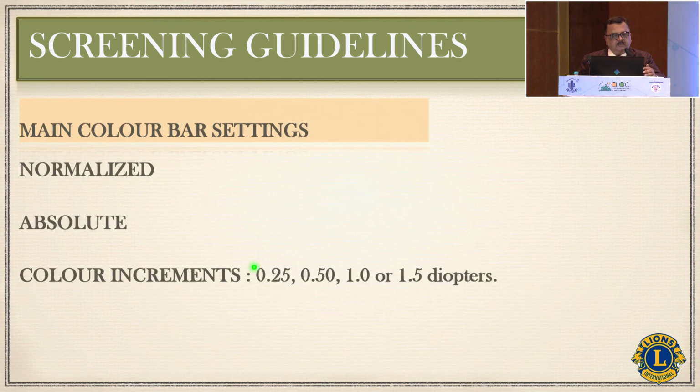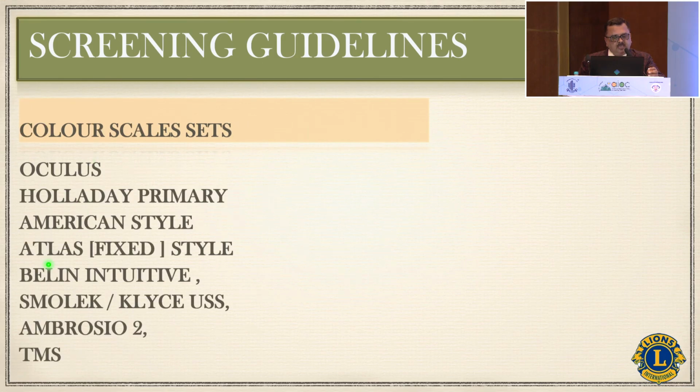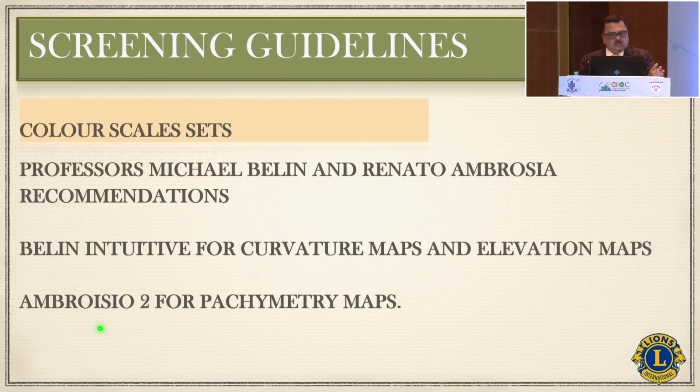The color bar settings are of two types, normalized and absolute. Normalized is when the computer adjusts. Absolutes are the absolute values. There are different increments and different color systems available. The absolute values are the same in each system. The most common are Belin, Smolek. Smolek is basically used for posterior tangential elevation maps, and Ambrosio 2. It is pure theory, but anybody who's interested can learn a few things.